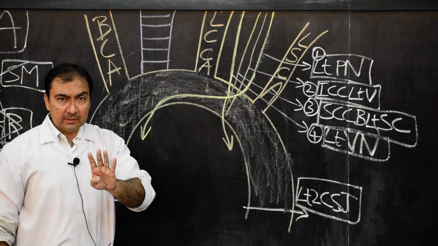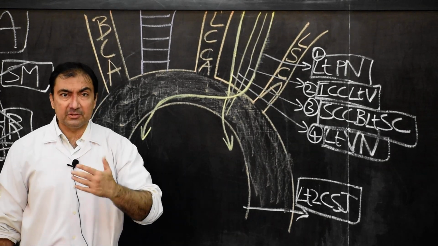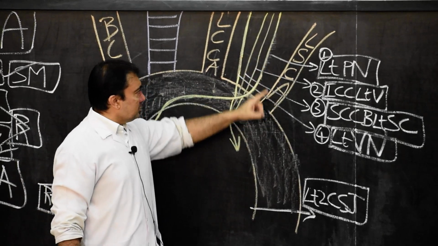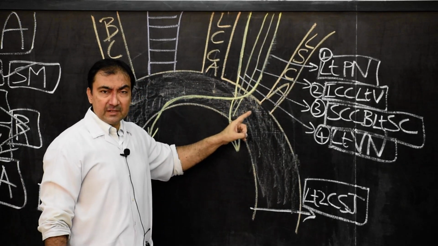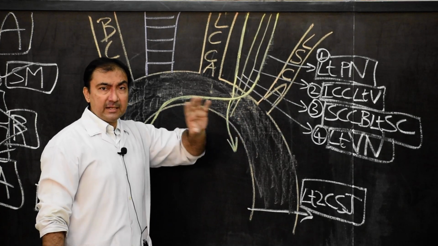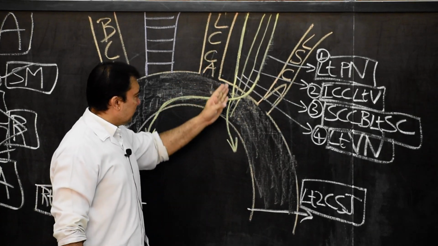So these are the 4 nerves which are related anteriorly to the arch of aorta from front to back. Number 1, the left phrenic nerve. Number 2, the inferior cervical cardiac branch of the left vagus nerve. Number 3, the superior cervical cardiac branch of the left sympathetic chain. And number 4, the left vagus nerve.